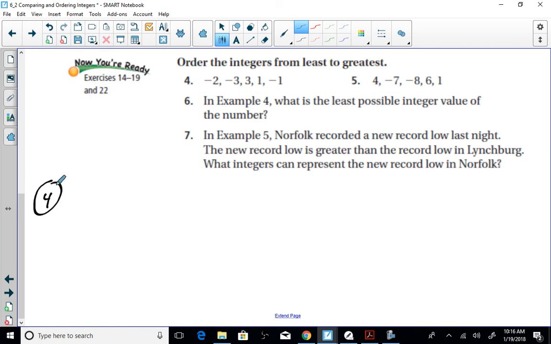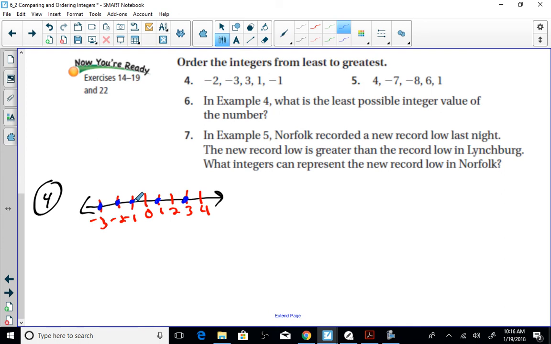Okay, let's look at question 4. Order the integers from least to greatest. Now, since the numbers are small, I'm going to locate each of these on a number line. Okay, so I start with 0. We have 1, 2, 3, 4, negative 1, negative 2, negative 3. All right, let's start there. I see negative 2. I see negative 3. I see 3. I see 1. Then I see negative 1.